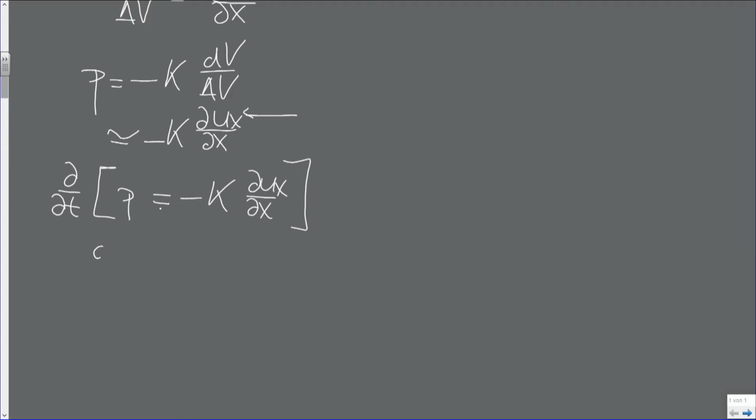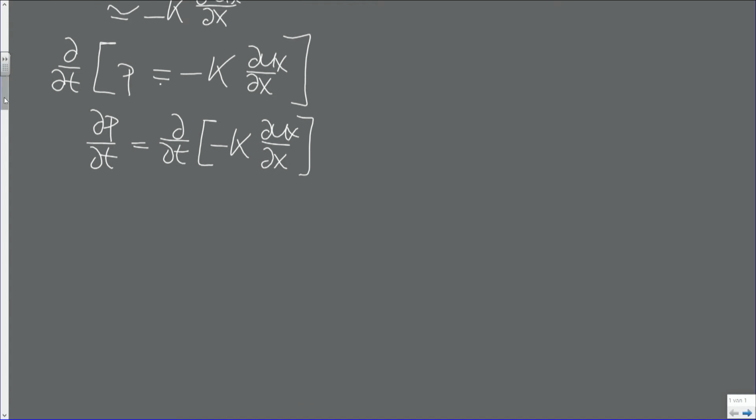I bring this inside, so I get dP/dt is d/dt on the right-hand side, so minus K d/dt of dUx/dx. And if we now assume that K is not dependent on time, then we can write this as minus K d/dt, and we get dUx/dx.